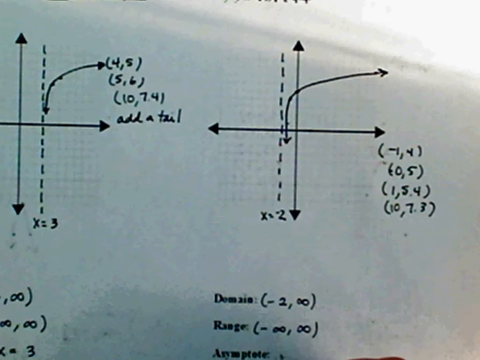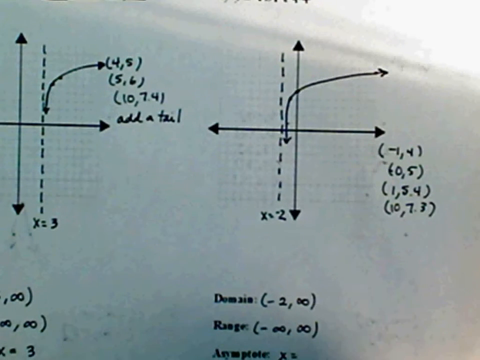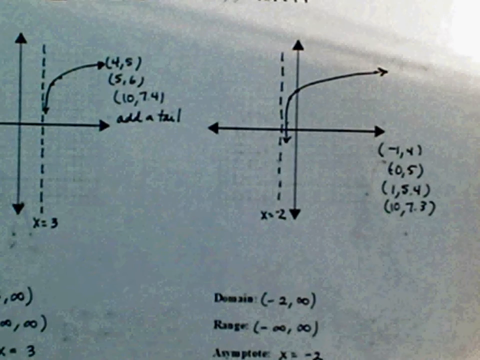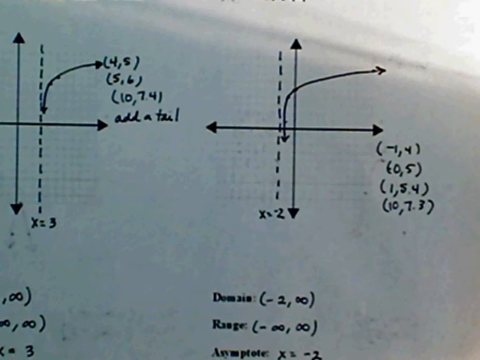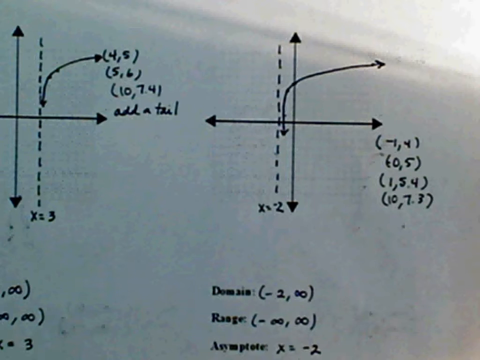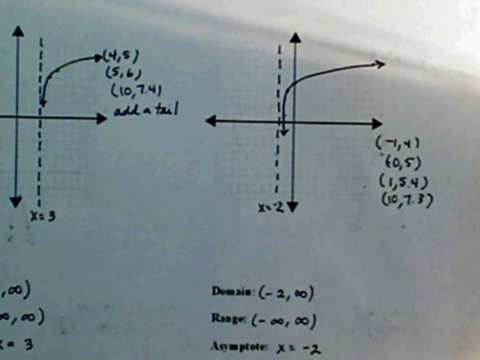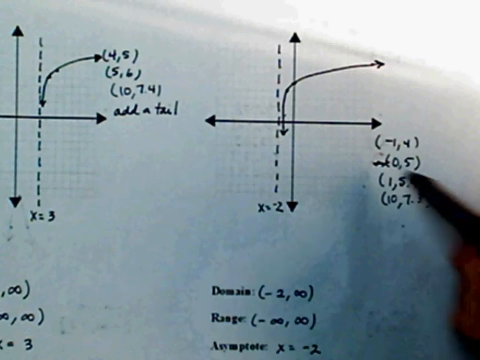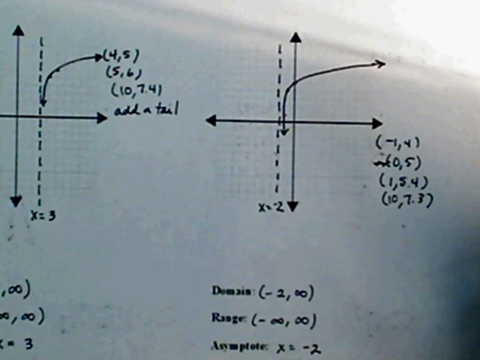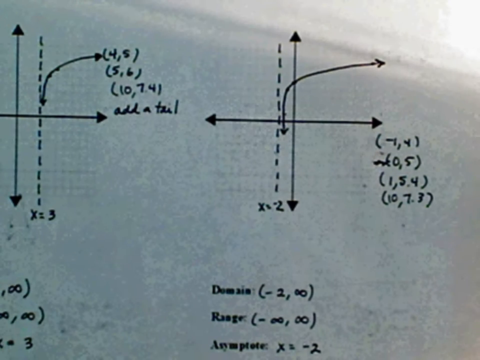Negative 2. Okay. Now, this one has an x-intercept, but it's hard to find, right? Can you find the y-intercept easily on this one? What's your y-intercept? 0, 5. You see how right here? That tells you that's your y-intercept, okay? But I'm not going to ask you that, just in case. That could be a bonus question. Any questions so far?